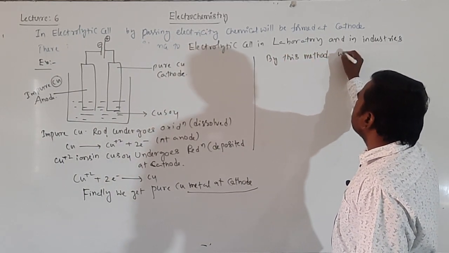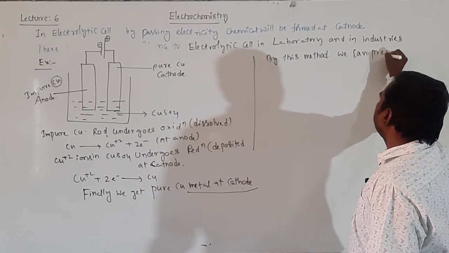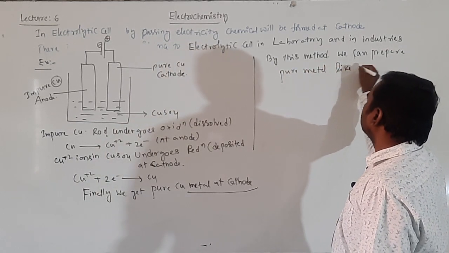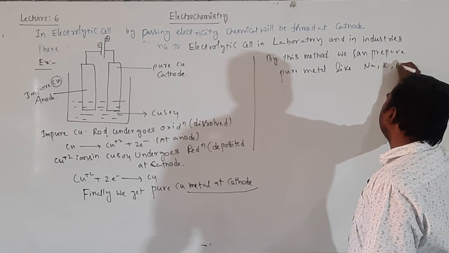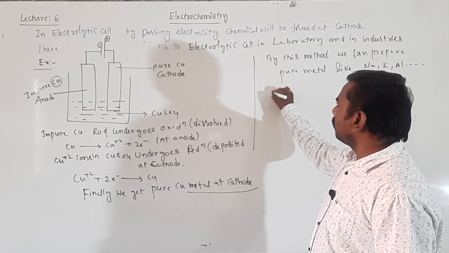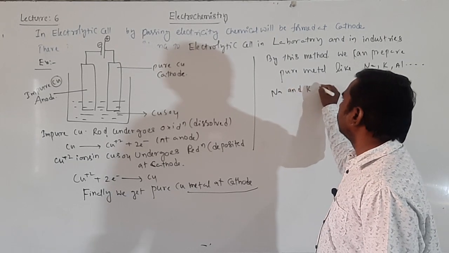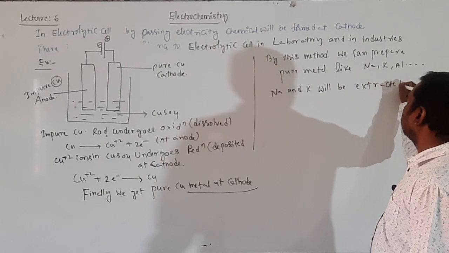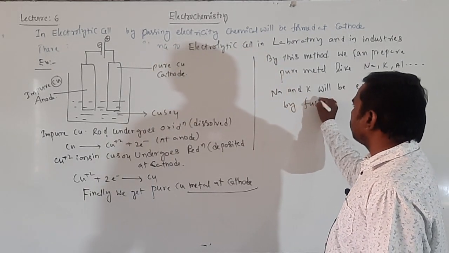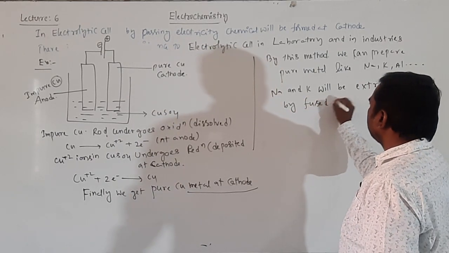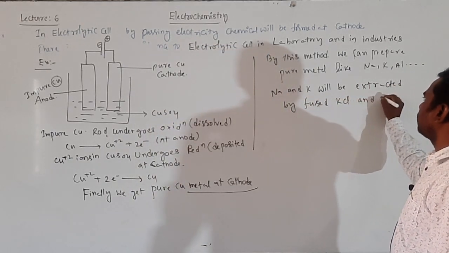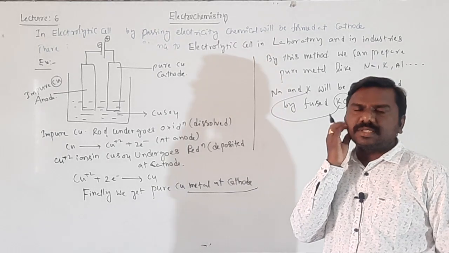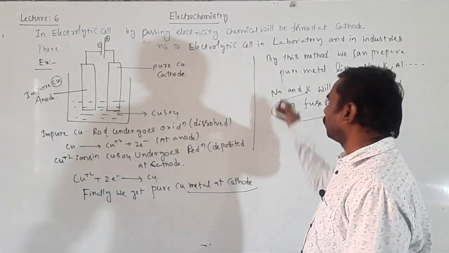So by this method we can prepare pure metals like sodium, potassium, aluminum, etc. Sodium and potassium will be extracted from fused KCl and NaCl. So from KCl you can prepare potassium, and from NaCl you can prepare which one? That is sodium.